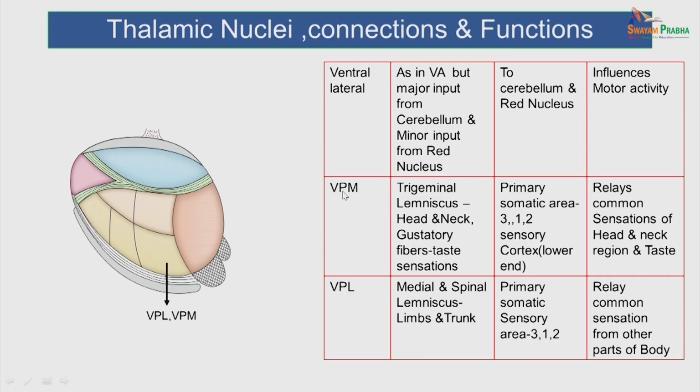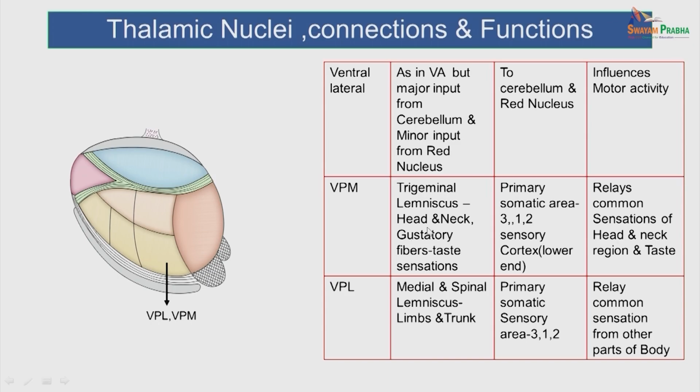Then the VPM nucleus is the ventral posterior median nucleus. It receives the trigeminal lemniscus, which is the ascending fasciculus from the head and neck region, the crossed fibers from the opposite side of the head and neck region, carrying all the sensory information, and it relates to the primary somatic area number 3, 1 and 2. So, the general sensation of the head and neck region.